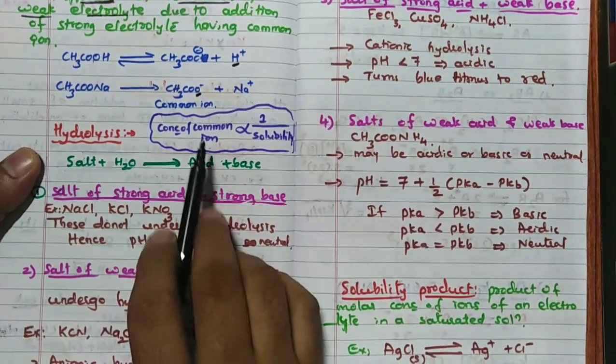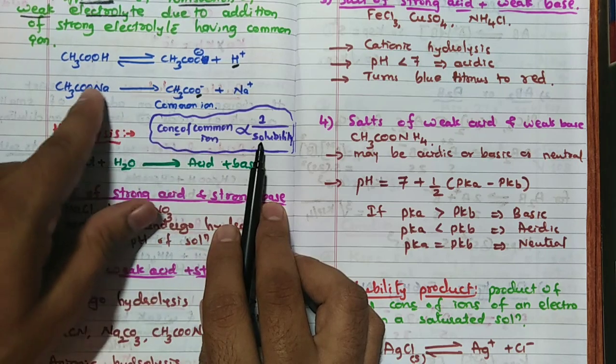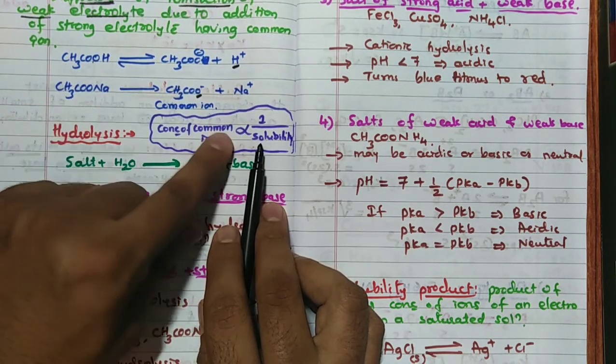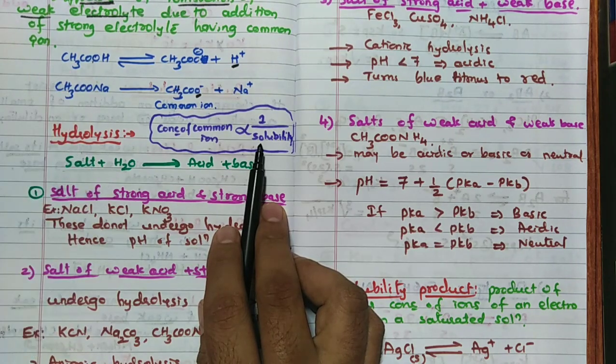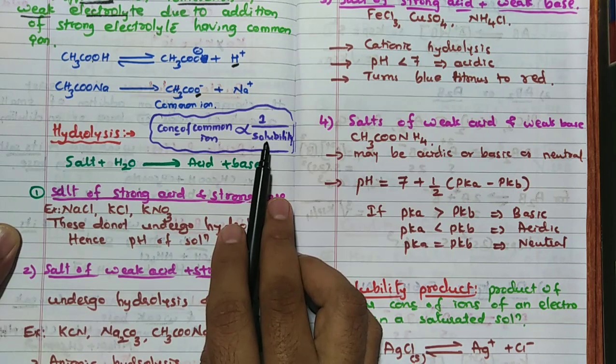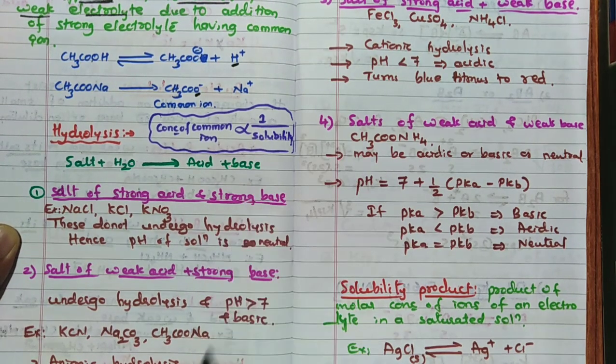So the same common ion solution you can take. But remember, when the common ion concentration increases, solubility always decreases. Because when the common ion increases, this will react with H plus to form CH3COOH back. Which means the solubility of CH3COOH always decreases in the solution. So the concentration of the common ion is inversely proportional to solubility. A 2019 question was asked on this concept. Remember that.